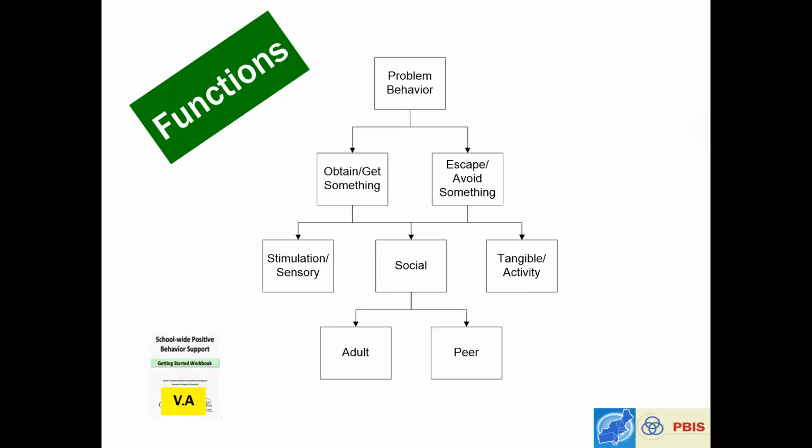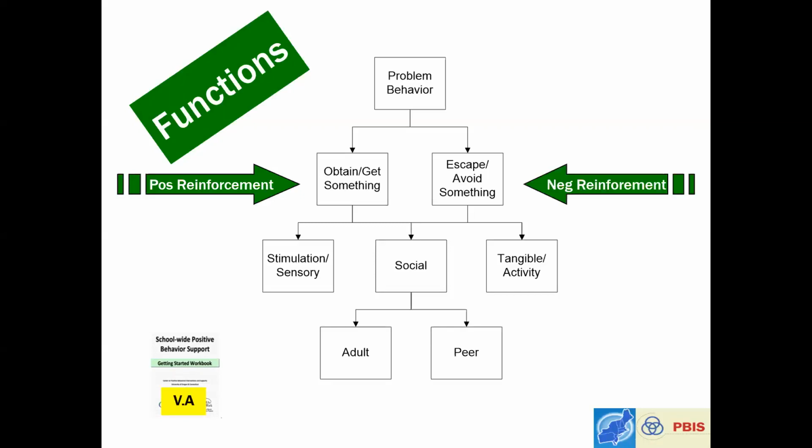When someone obtains or gets something desirable as a result of a problem behavior, this is considered positive reinforcement because something is being added to the environment. When someone escapes or avoids something undesirable as a result of the problem behavior, the behavior is still being reinforced or strengthened, but this time it's called negative reinforcement because something is being taken away or subtracted from the environment.